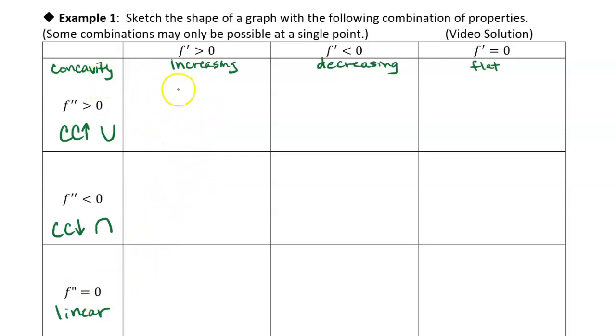All right, so let's take a look at what these look like. Let's sketch these combinations of first and second derivatives.